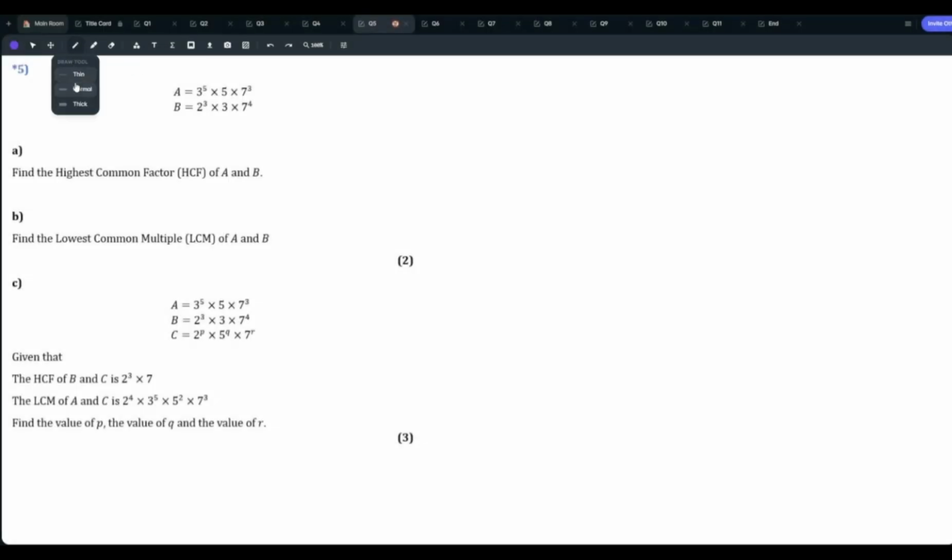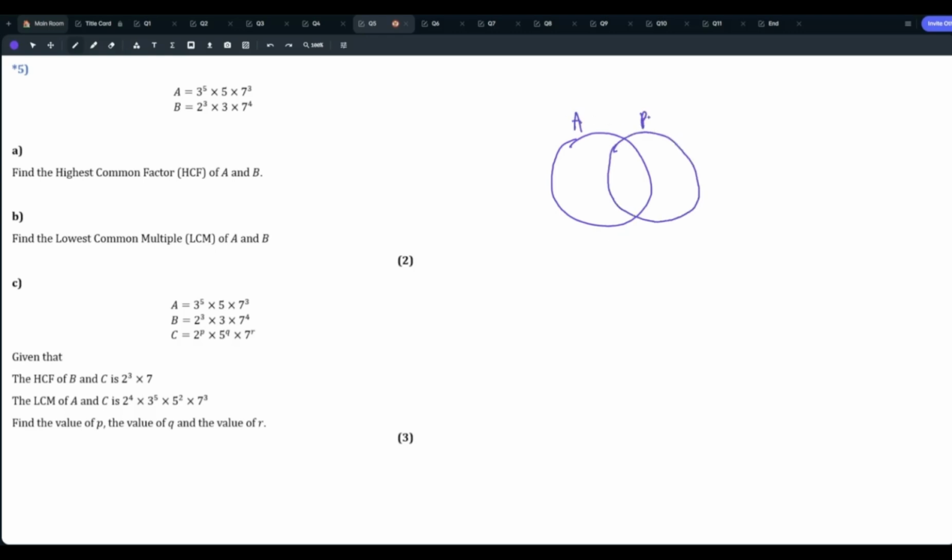Question number 5. We have a highest common factor and LCM question, but based on two sets of numbers. A and B are both large numbers, as we can see. No need to turn it into numbers. We could just leave it as A and B. A good way to do this, if you're looking for the highest common factor or LCM for two or more numbers, is to draw a Venn diagram.